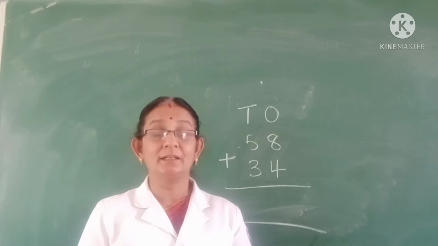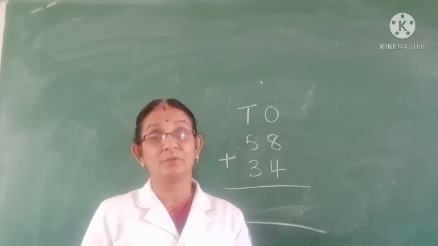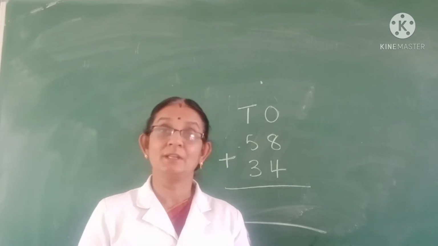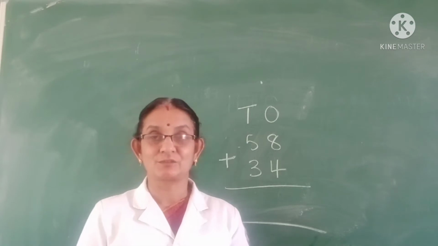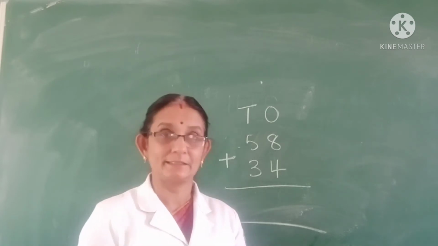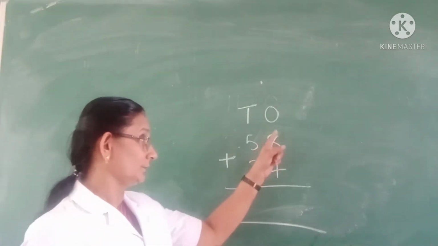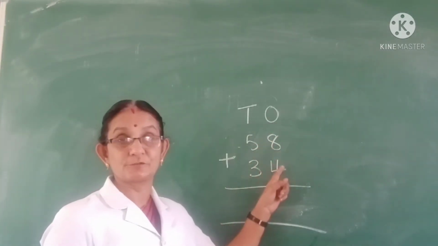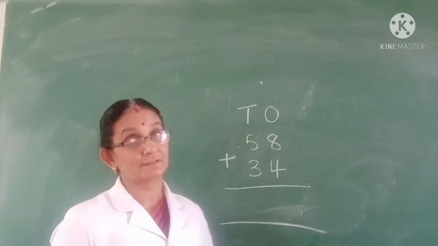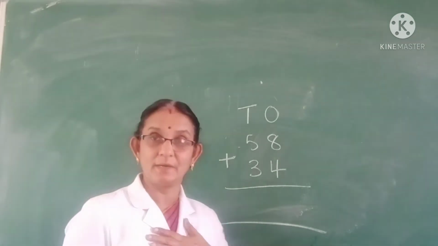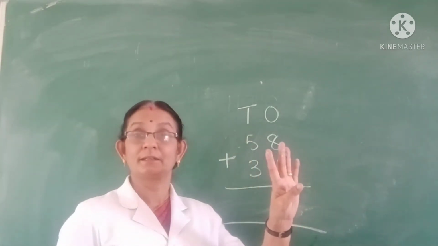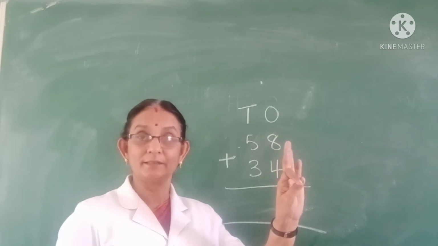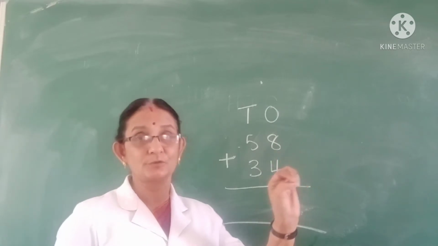Addition of 2-digit numbers with regrouping. Now children, let us do the addition of 2-digit numbers with regrouping. So how do we start? Yes, from the ones place. So we have to add 8 and 4. So 8 plus 4 is equal to, yes, how to do it? 8 in mind and 4 in hand. After 8, 9, 10, 11 and 12.